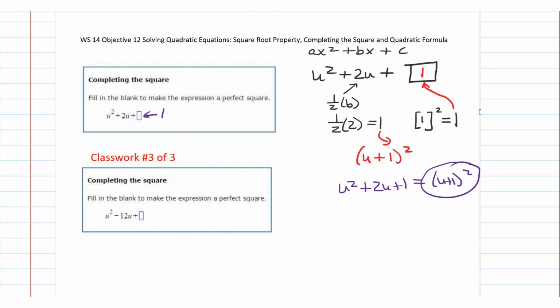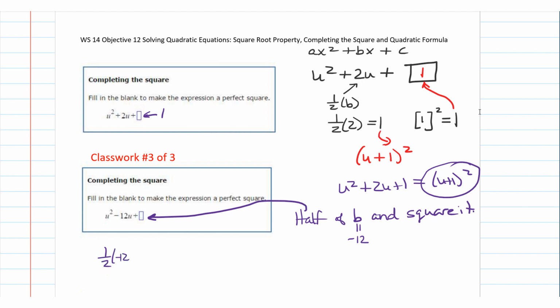All right, so classwork number 3. The first 2 classworks for my class were in the previous video. If you're in my class and you have to submit your classwork, this is classwork number 3. You're going to do the same thing. Fill in the blank to make the expression a perfect square. And the procedure is you're going to take half of b and square it. And that's going to give you the number that's going to go into this box. So pause the video and see if you can get that answer correct. Please keep in mind that b in this case is negative 12. It includes the negative. All right, so let's see what you got.